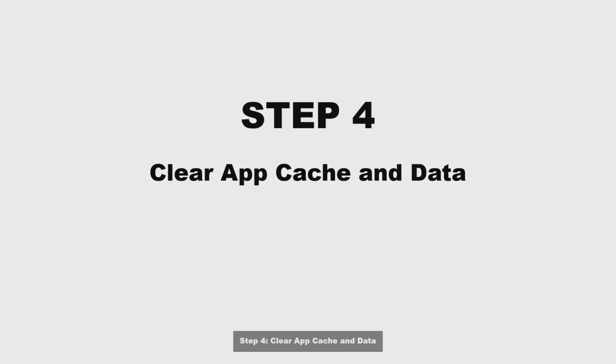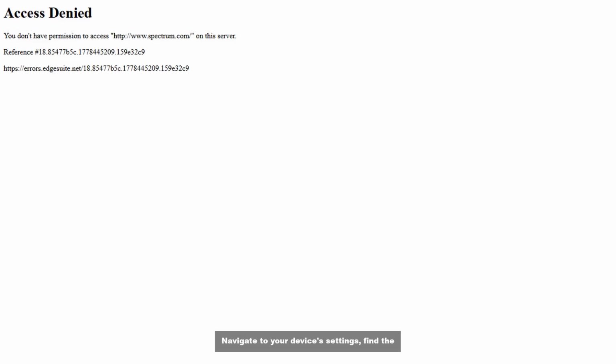Step 4. Clear app cache and data. Navigate to your device's settings, find the Spectrum TV app, and select the option to clear cache and data. This can help resolve issues caused by corrupted files.